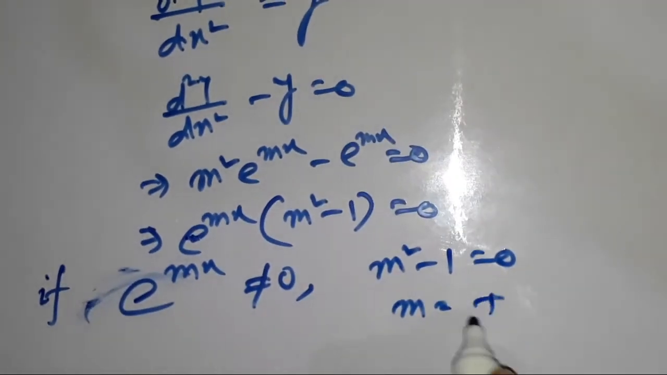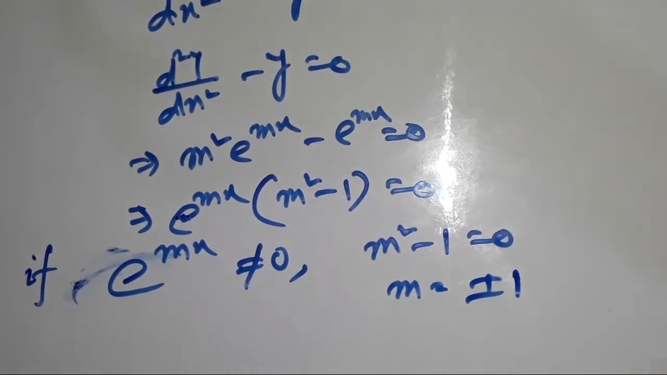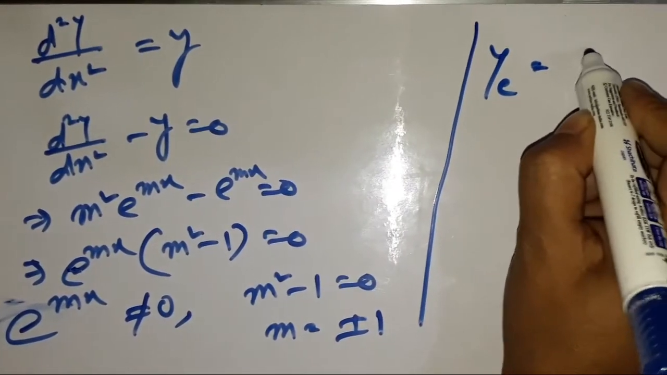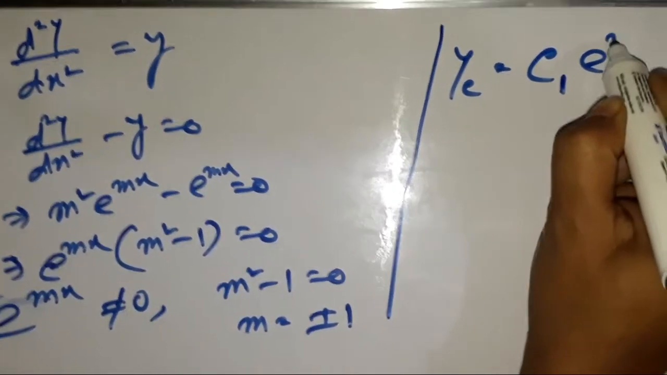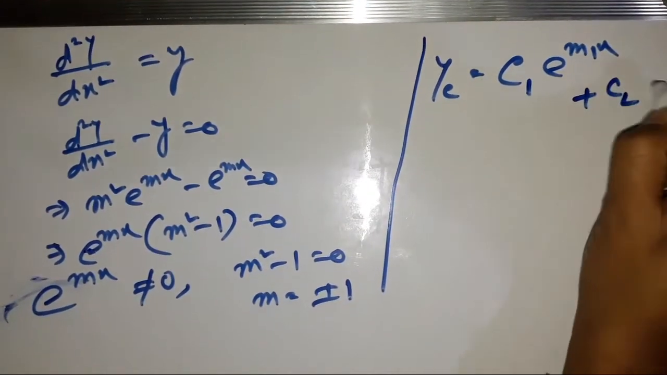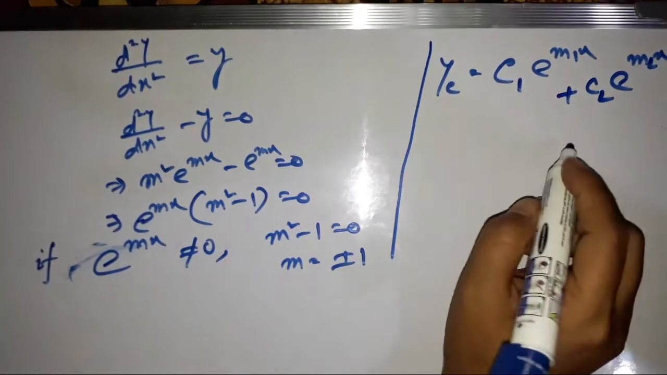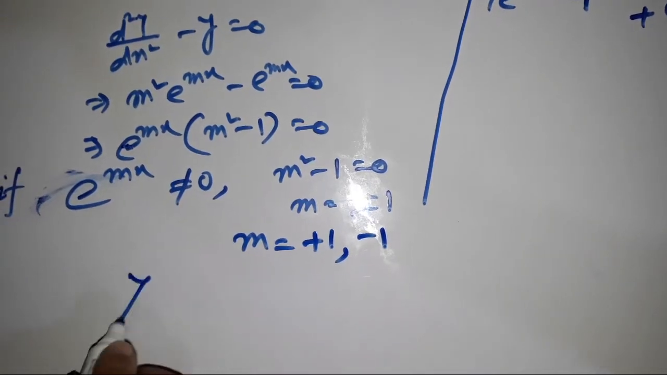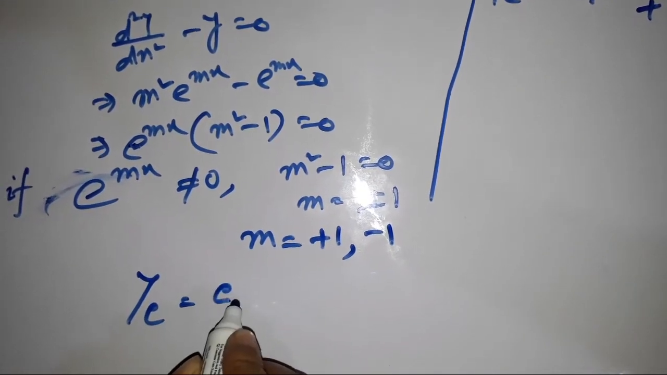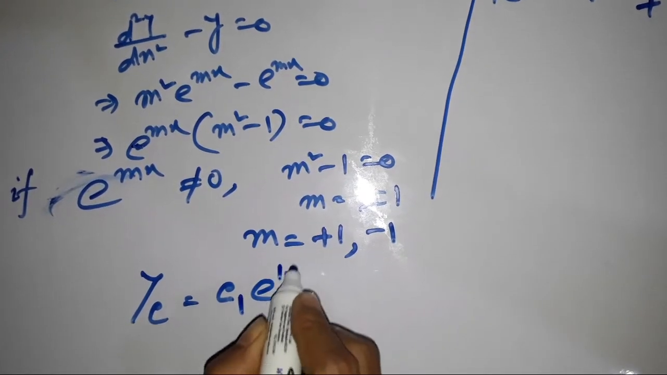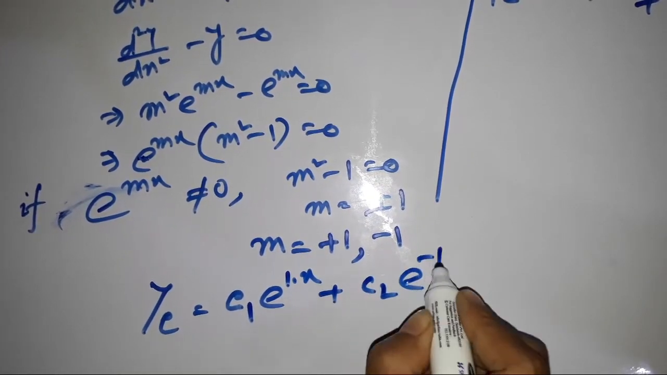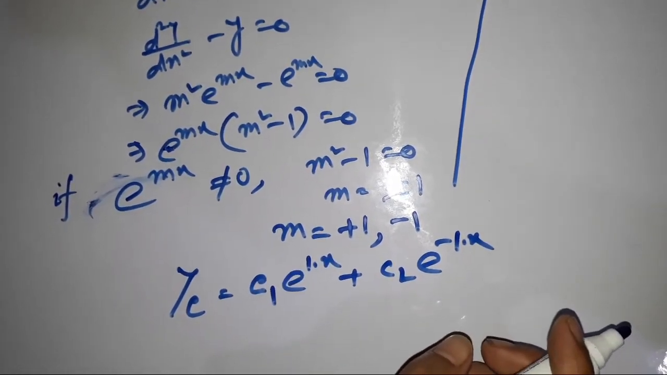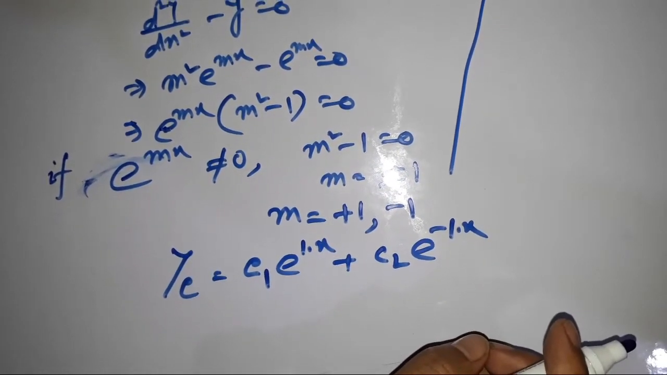So m equals plus minus 1. We know that the complementary function for two different m is c1 e^(m1x) + c2 e^(m2x). Clear? Here the two values of m are plus 1 and minus 1. So the complementary function is c1 e^(1·x) + c2 e^(-1·x). Clear?